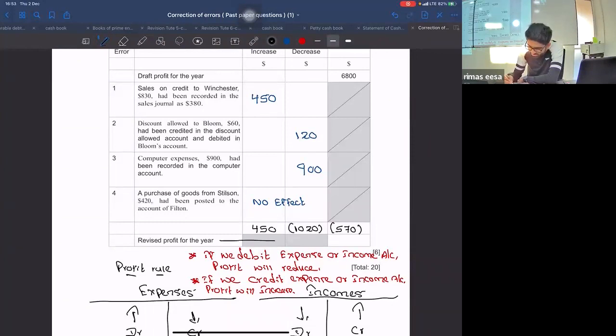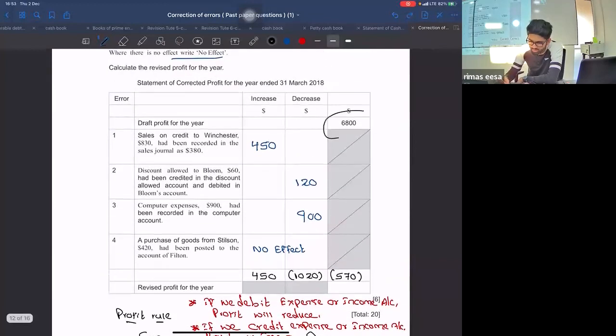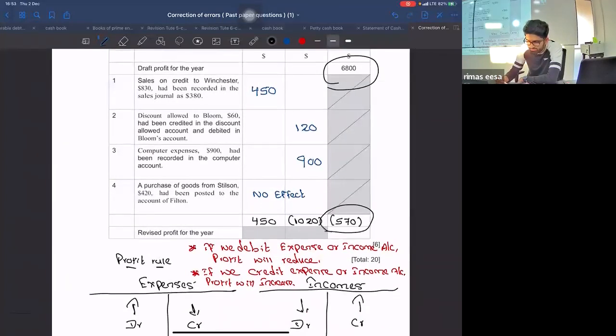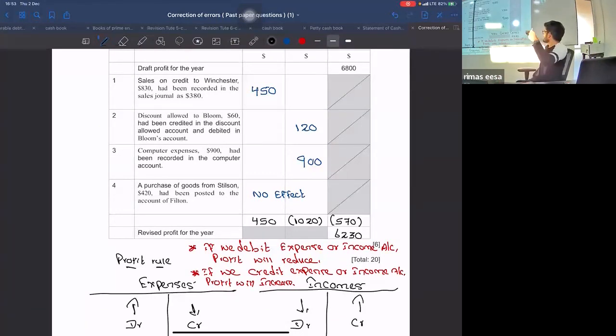Now the last line, they have told you to calculate the revised profit. You know how to find the revised profit? How much was your draft profit? 6,800 minus the 570. You can find out what the profit will be after correcting all the errors. 6,800 minus 570 is equal to 6,230. So your final revised profit should be entered over here, which is going to be 6,230. Is the profit calculation clear? Is it easy? If you know the rule, it's simple.